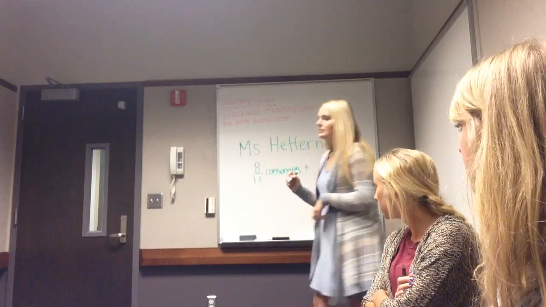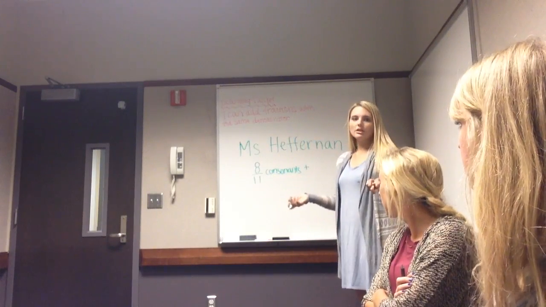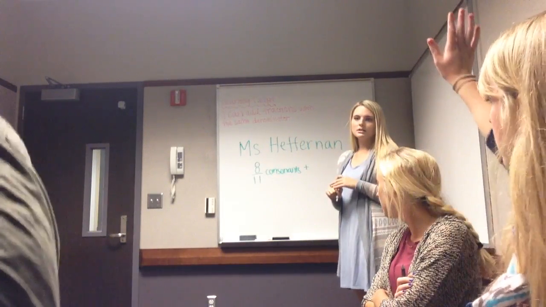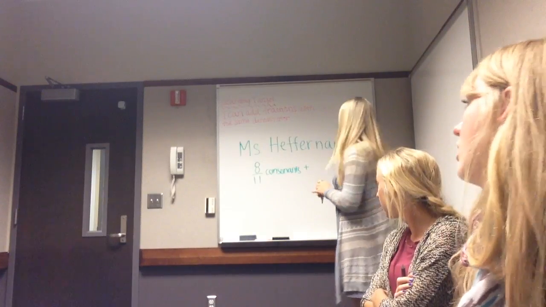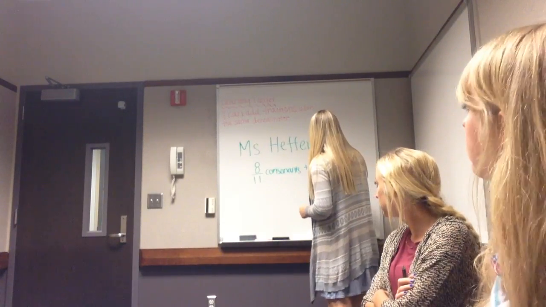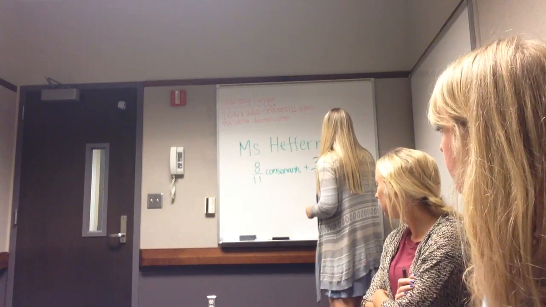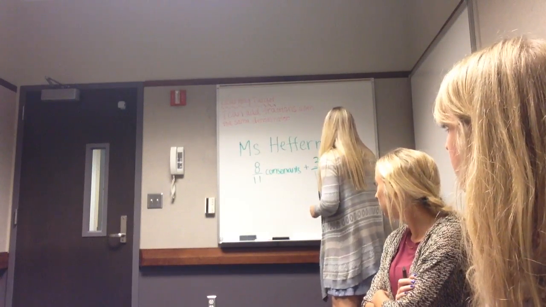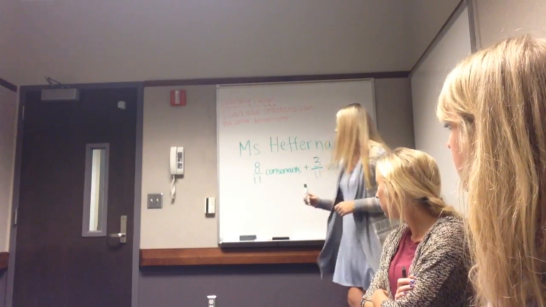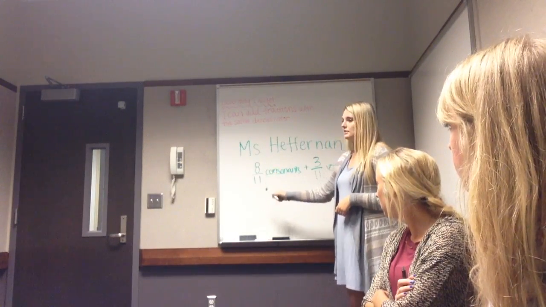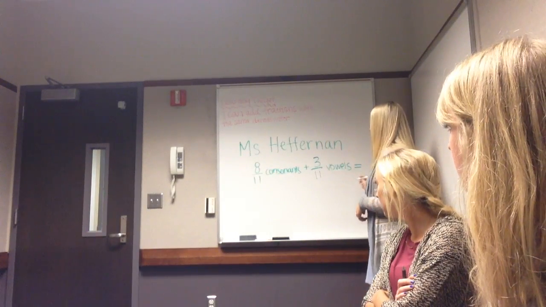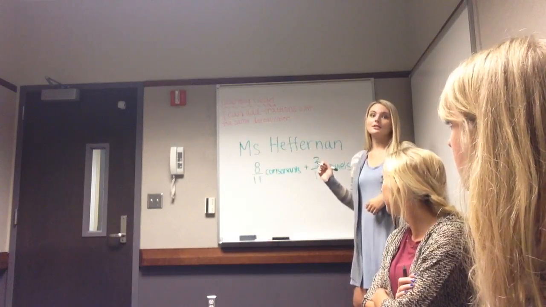And then we're going to count how many vowels are in my name. Can someone count the number of vowels in my name? Brenna? 3. So then I'm going to write 3 over 11 vowels. Equals, so we're just going to be adding the number of consonants and the number of vowels to get the total number of letters in our name.